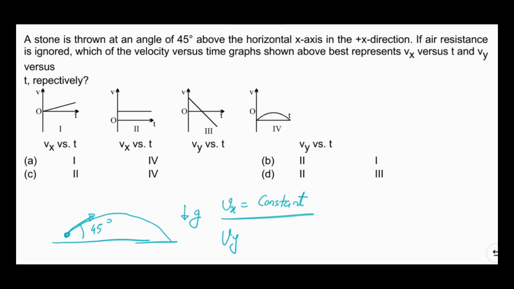But velocity in the y direction is going to be governed by the equation uy minus gt, because if the y direction upward is taken as positive, then gravity is downward and should be taken as negative. This should be the correct equation.